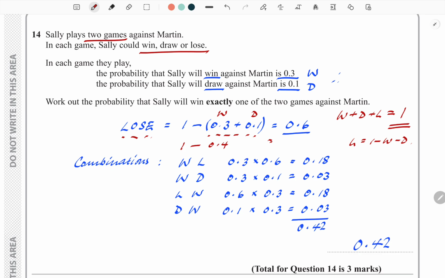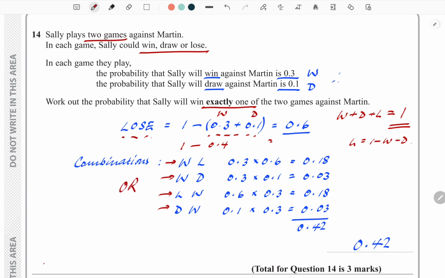Now, Sally will win exactly one of the 2 games. Well, if it's exactly one, then you can either win and then lose, or win and then draw. So it's like this option: win, lose, or win, draw, or lose and win, or draw and win. All right, 4. These are, as I said, ors.